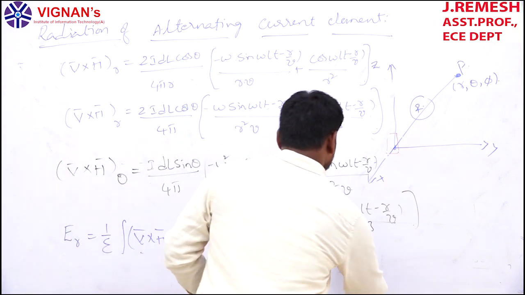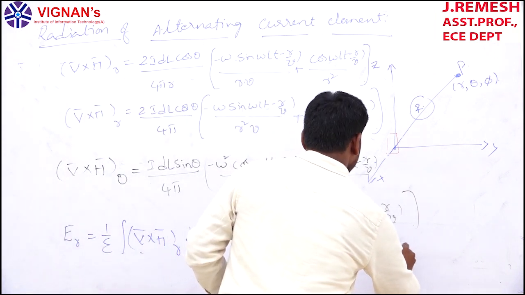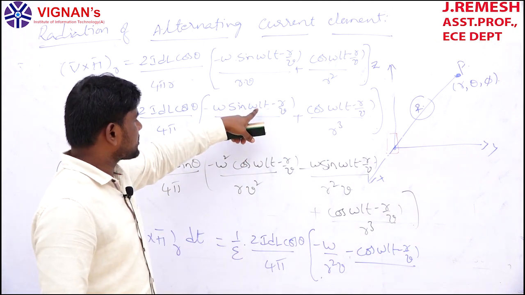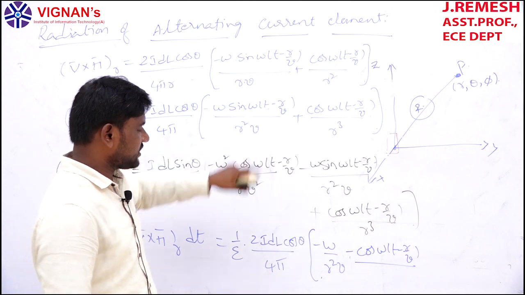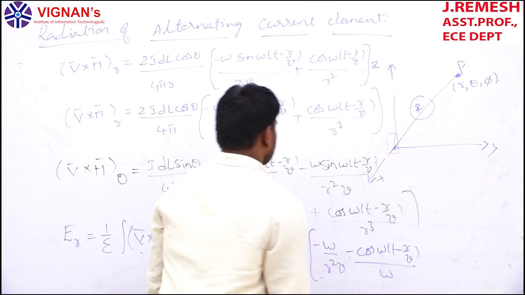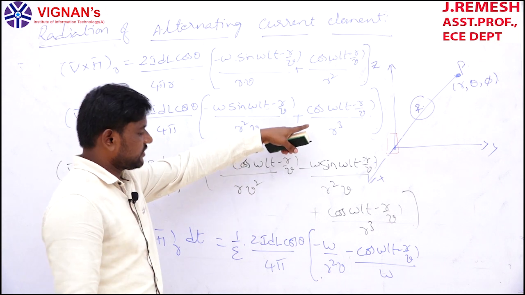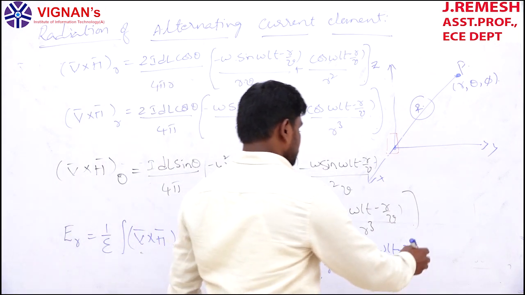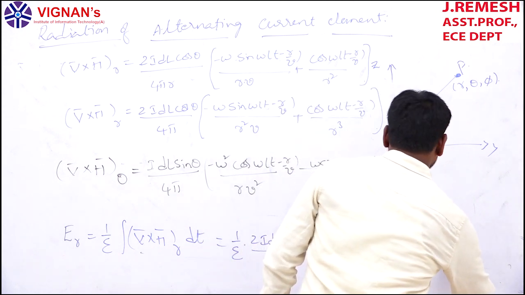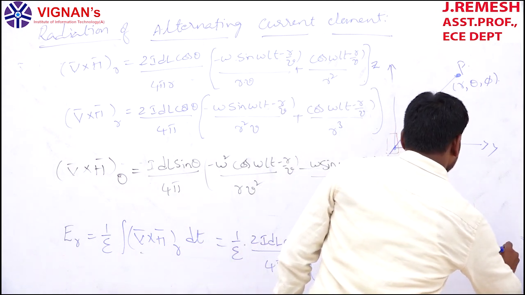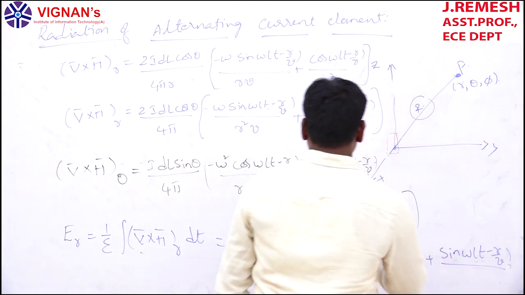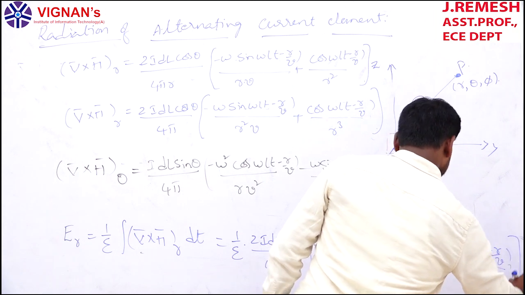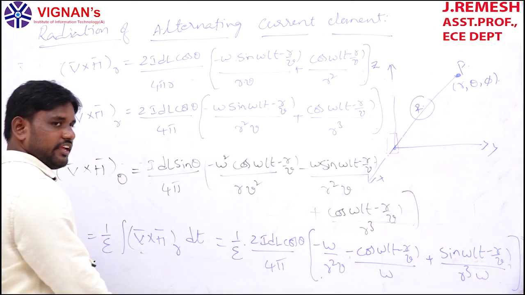So that's why minus cos of omega into (t minus r by v), divided by the constant value of this one. With respect to t, the constant value is omega only. Then for this portion, again this is a cos, and cos integration is a sine only. So it is simply given as sine of omega into (t minus r by v) by r cube into omega. So this is exactly equal to our ER component.